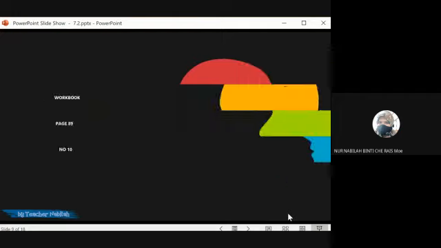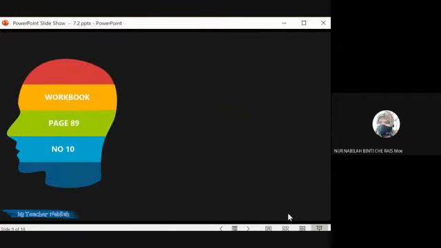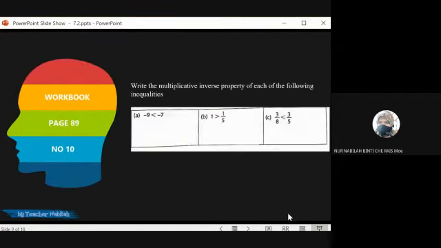Workbook, page 89, number 10. Write the multiplicative inverse property for each of the following inequalities. For this one, negative 9 less than negative 7. You can write it down as negative 1 over 9 more than negative 1 over 7.